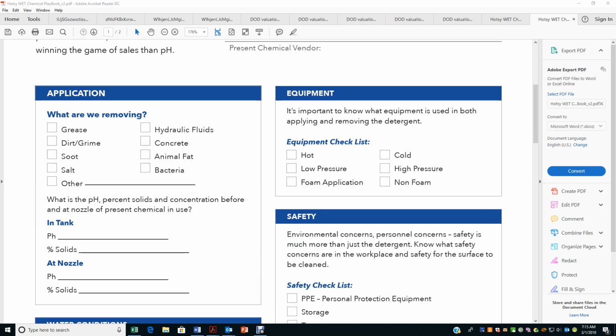Next, we look at the equipment. What kind of pressure washer or equipment are we using? Is it hot water, cold water, low pressure, high pressure? Are we using a foam application or is it a non-foam application?